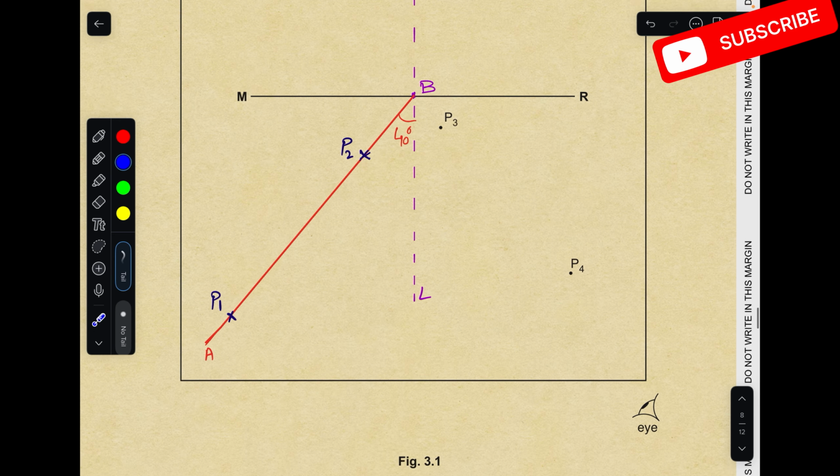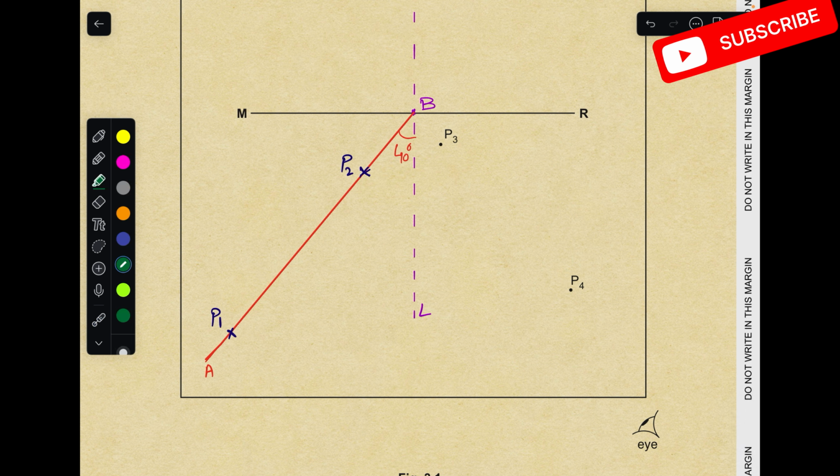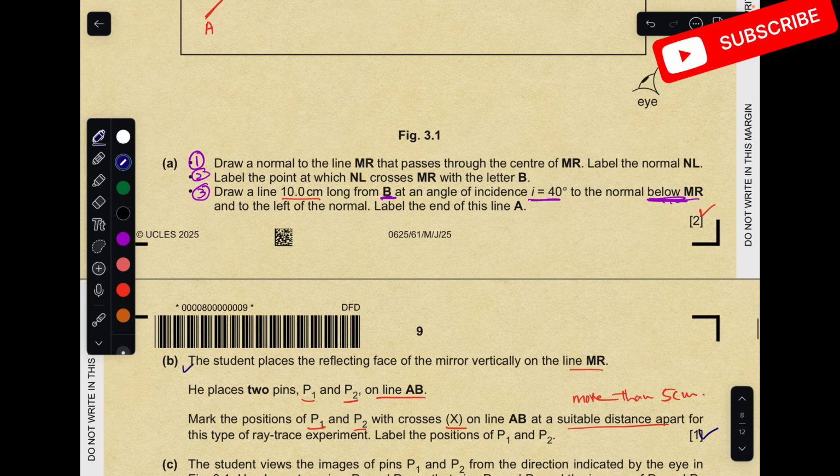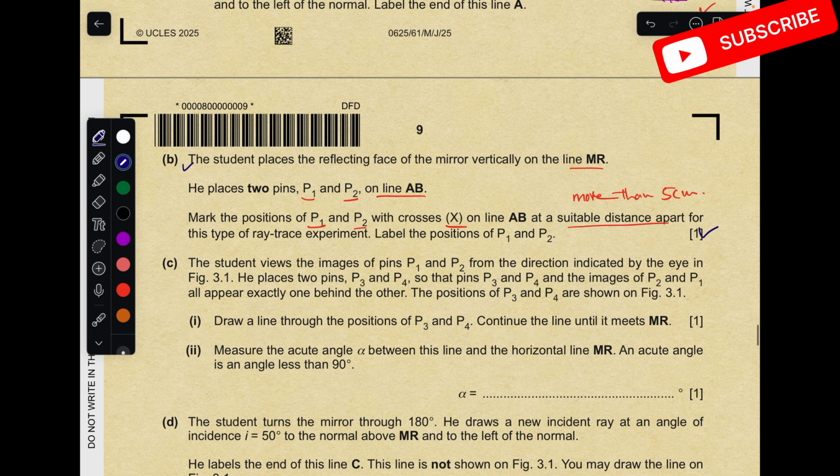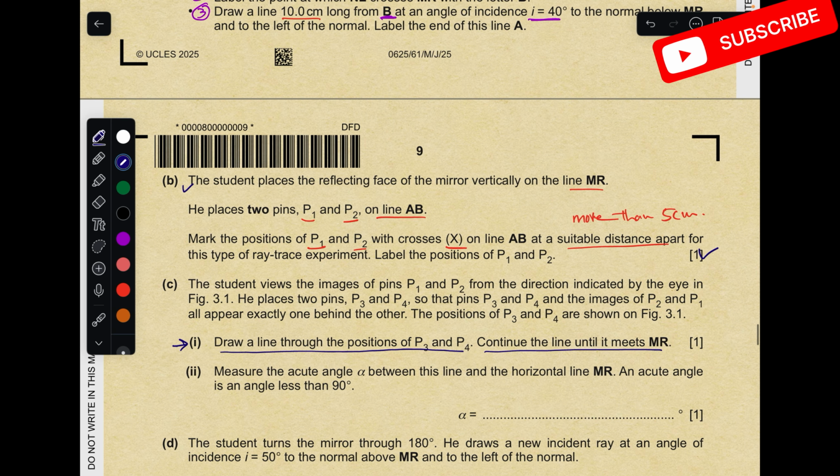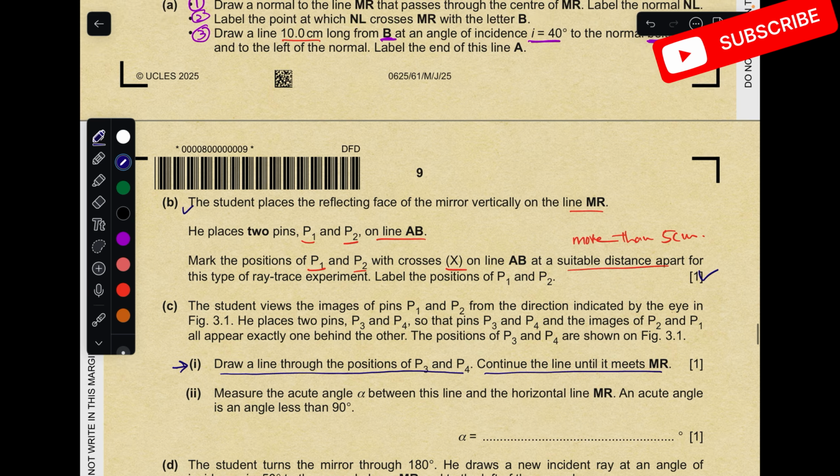Achha, they have given you the scenario that they have placed a mirror here. This is some mirror, okay. You don't have to draw it, just to give you a context. They have placed a mirror here. Okay, so what you have to do now, this is the thing that we have to do. Draw a line through the position P3 and P4. Continue the line until it meets MR.